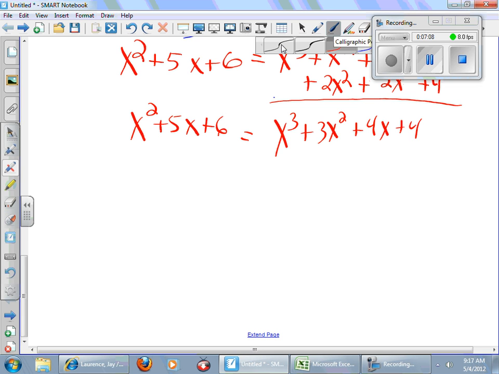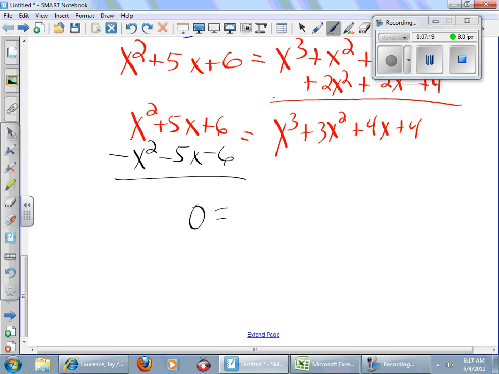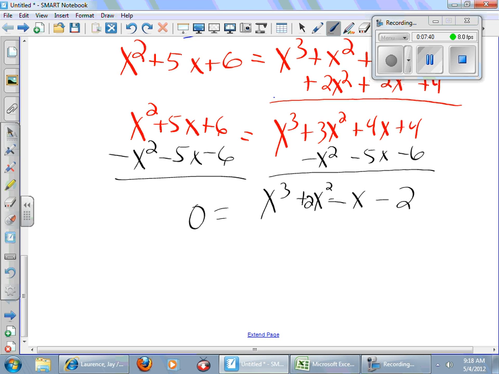I've got one idea, but I'm going to get everything equal to 0, just like in the quadratic. And so that'll become 0. And I'm going to subtract x squared here, subtract 5x here, and subtract 6 there. All right, x cubed plus 2x squared minus x, and then minus 2. And there's 4 terms there, aren't there?